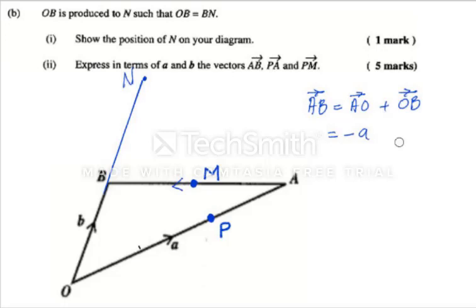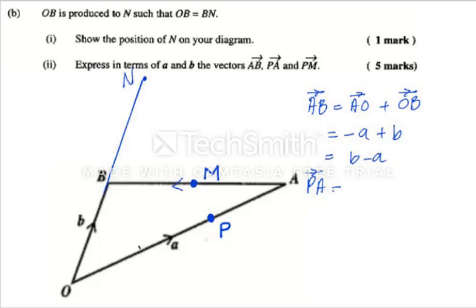All right, and OB would be B. I sort of like turn them around, so let's turn them around so that the positive is first. So this would be B minus A. All right. Next we need the vector PA.